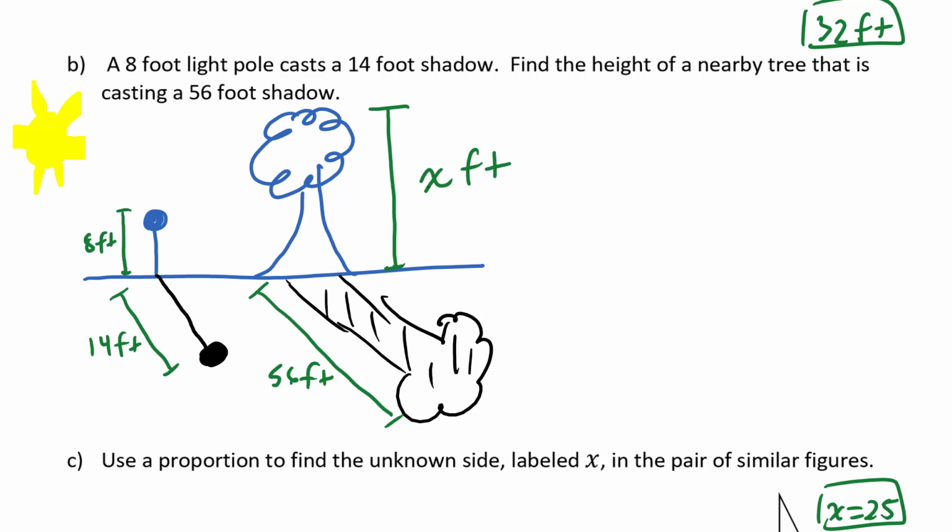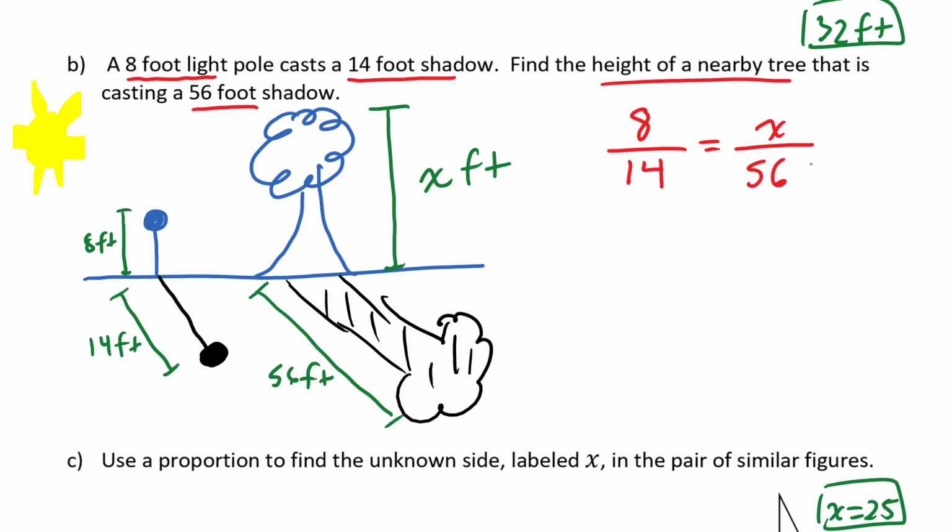You can actually do this. This actually works. If you want to know how tall something is, find something that's near it, measure the shadows, and then you can do this and you can find out how tall something is. So let's set up that equation. An 8-foot light pole makes a 14-foot shadow, so 8 feet compared to 14 feet. Over here, the height of the tree is what we want to know. That is our x value. And over here it says it makes a 56-foot shadow.